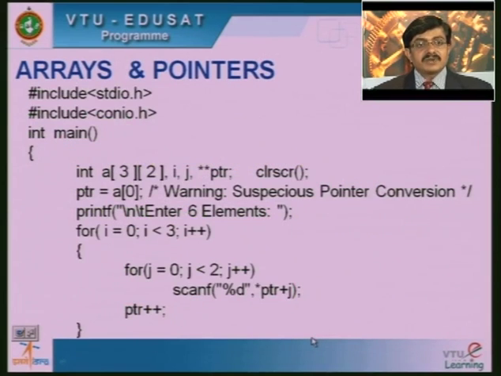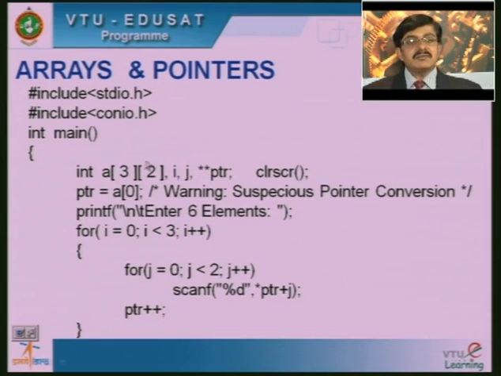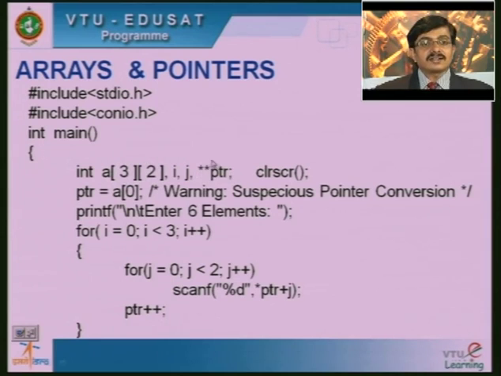So next, consider this particular program here, int a of 3 2. So a is a 2-dimensional array of elements having 3 rows and 2 columns. So ptr is equal to a of 0. Ptr will hold the base address of the 0th array, and you can see that it is a pointer to pointer, because 2-dimensional arrays are arrays of 1-dimensional arrays. I am trying to hold the address of these particular arrays.